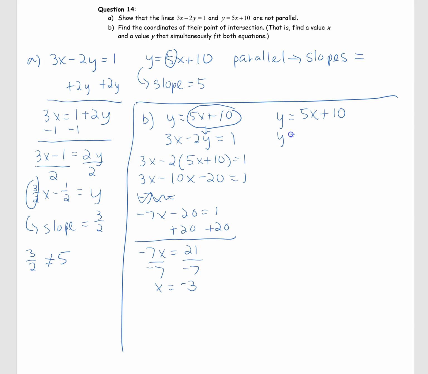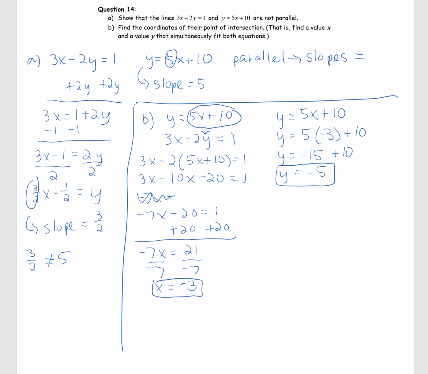And plugging in -3 for x here, I get y equals -15 plus 10. And that gives me y equals -5. So I have x equals -3 and y equals -5 for this system of equations.